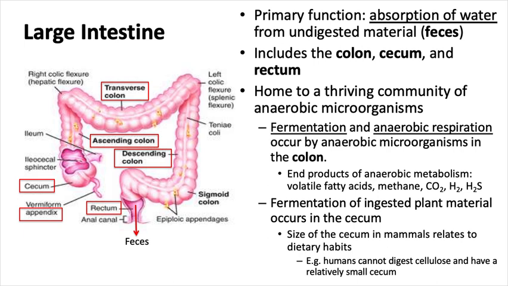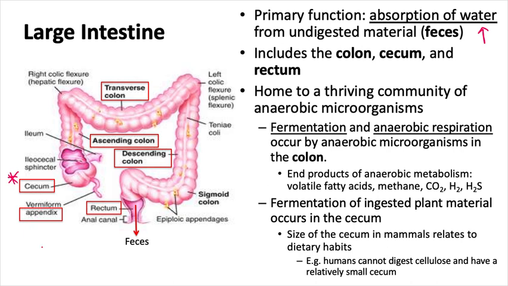The colon is the major part of the large intestine where most water absorption occurs. So water absorption is the primary function in the large intestine. We also get the formation of our fecal matter. The cecum is going to be the first part, and this is going to be more pronounced in herbivores or animals that eat a lot of cellulose or plant tissues as part of their diets.